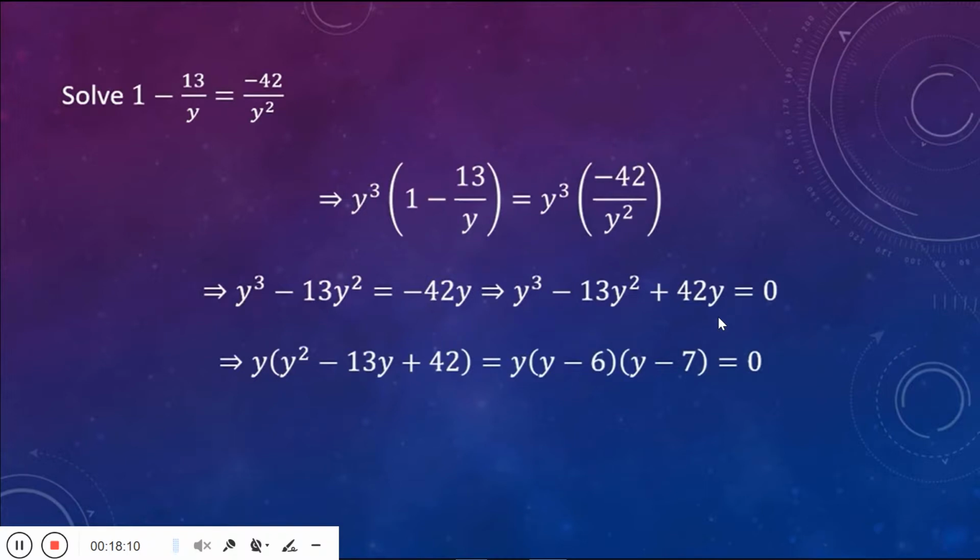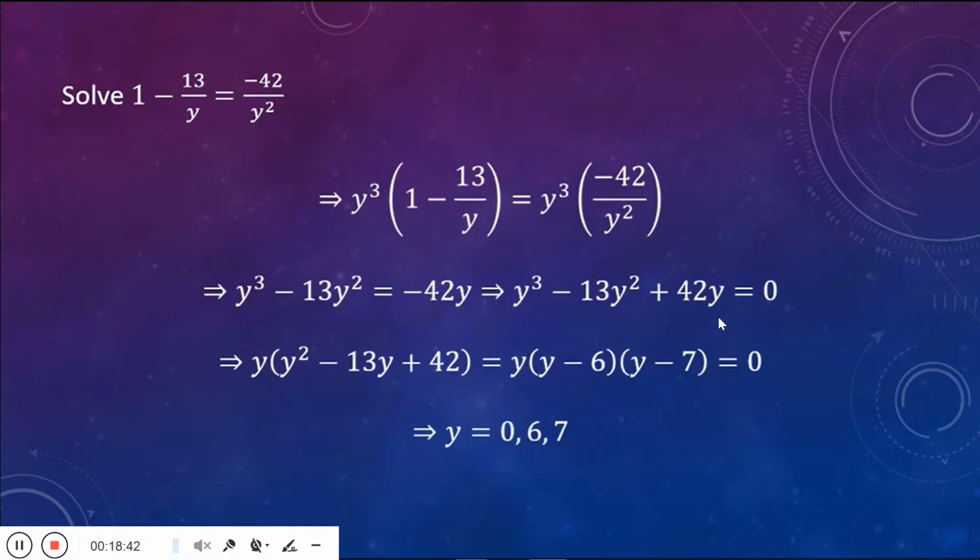We now have the product of three factors being equal to 0. So set each of these factors equal to 0 individually and solve for y. And when you do that, you get three values. You get y is equal to 0, y is equal to positive 6, and y is equal to positive 7. So there's our three values.